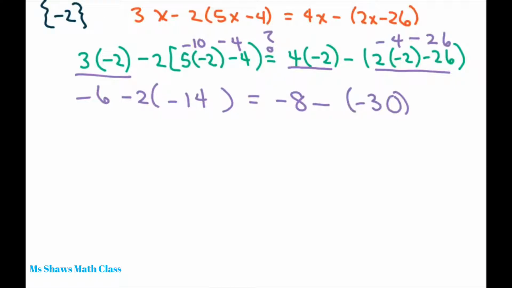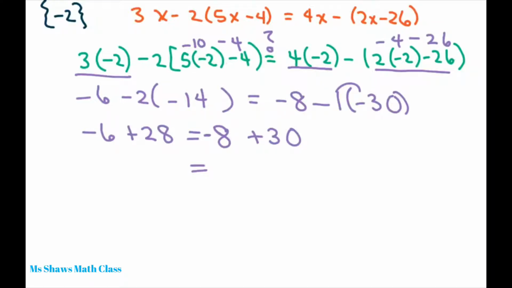So what we're going to have is negative 6 and negative 2 times negative 14 is positive 28. And on this side we have negative 8, sorry. And you can actually put a 1 there. That's going to be a positive 30. Now we want to see if the sides equal.